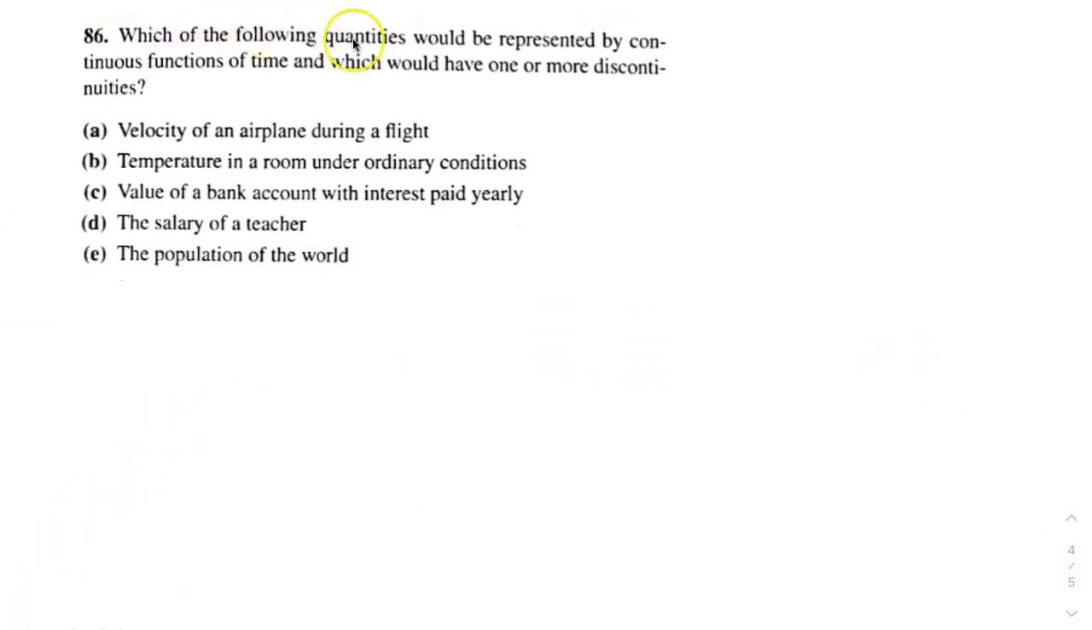86. Which of the following quantities would be represented by a continuous function of time, and which would have one or more discontinuities? So all they're saying is, with respect to time, would this be a continuous function? Velocity of an airplane during flight. If you're driving, you don't ever go from 40 to 50 right off the bat. You have to go through all the values in between. So this is continuous. You can't just jump speed values.